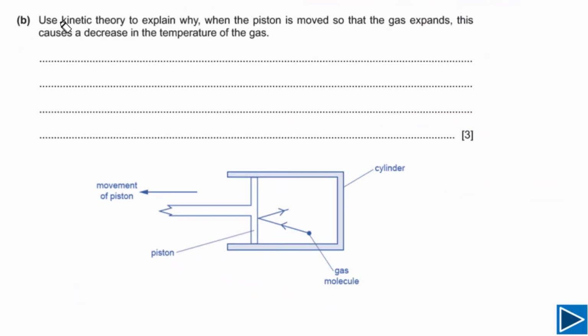For part B, we need to use kinetic theory to explain why, when the piston is moved, the gas expands. This causes a decrease in the temperature of the gas. For this question, it is given to us that the gas expands. It simply means that work is done by the gas, and work done by the gas is equal to the change in kinetic energy of the piston. It simply means that the gas is losing energy and the piston is gaining energy.